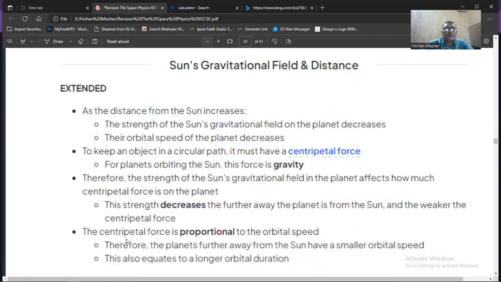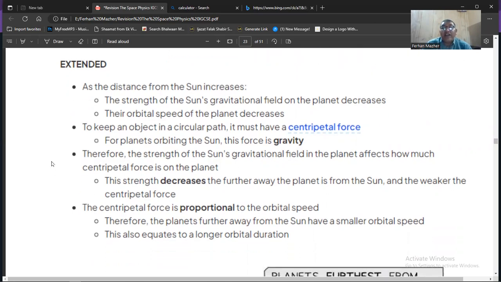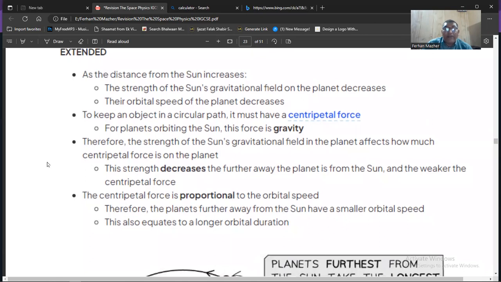The sun's gravitational field and distances. As the distance from the sun increases, the strength of the sun's gravitational field on the planet decreases. The orbital speed of the planet decreases. To keep an object in a circular path, it must have a centripetal force. For planets orbiting the sun, this force is gravity. Therefore, the strength of the sun's gravitational field on the planets affects how much centripetal force is on the planet.